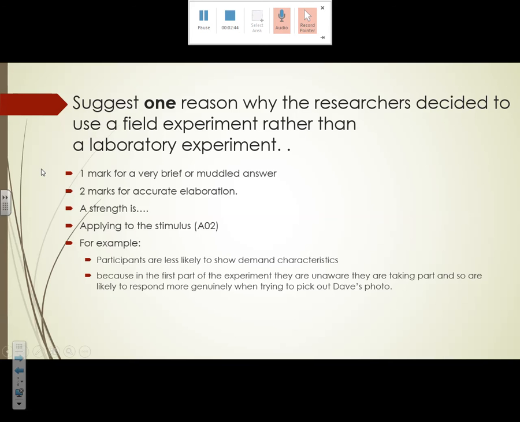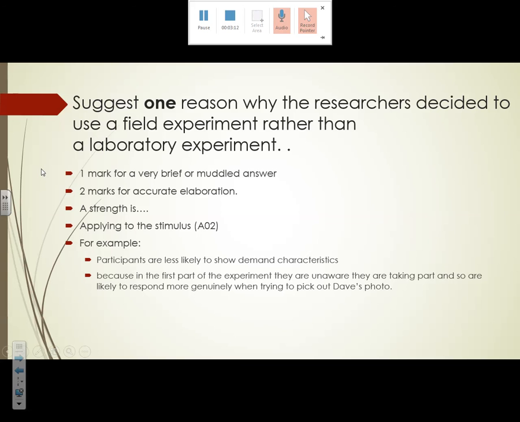So one of the strengths: participants are less likely to show demand characteristics because in the first part of the experiment they were unaware they were taking part, and so are likely to respond more genuinely when trying to pick out Dave's photo. I don't mind what strength you use. We've talked about different strengths. We've talked about for field that it's more natural, which does reduce demand characteristics and so on and so on. I don't mind which strength you use. Just read it, check your notes, make sure you have talked about a strength of field experiments.